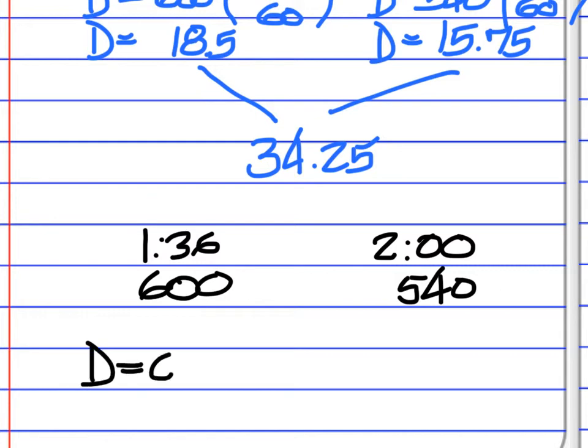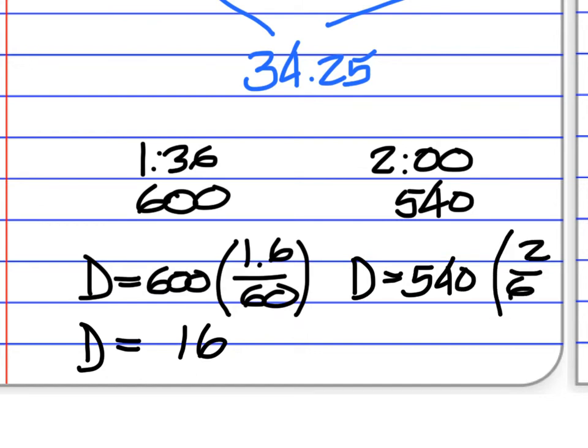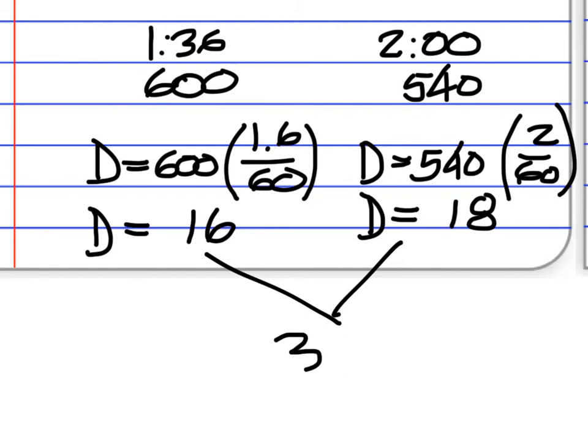All right, so if we do D equals 600 times, now 36 seconds divided by 60 is 0.6, so 1.6 over 60. If I work that out, what does it come out to be? 1.6 divided by 60 times 600 is 16, okay? And then over here at 540, we have 2 minutes even, so that's just 2 over 60 for an hour. So 2 divided by 60 and then times 540 is how much? 18. What's 18 and 16? 34. There it is. 34 miles.